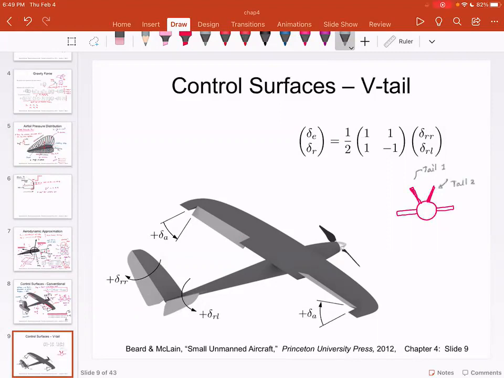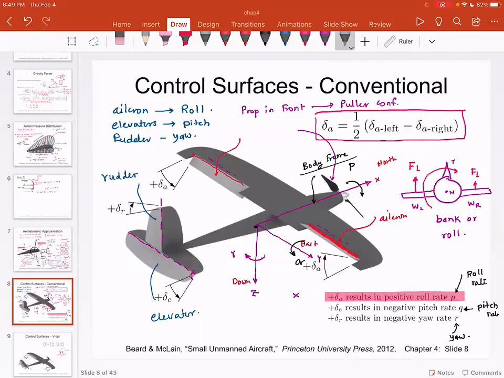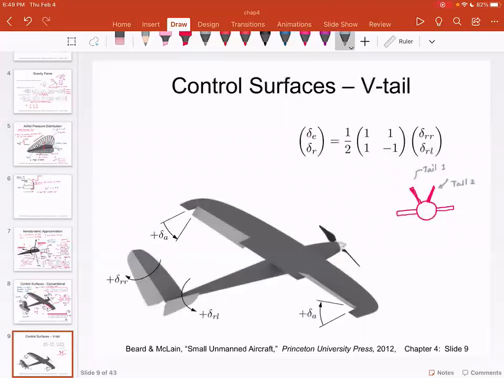And I want you to see this differently compared to the previous one, where there was only one tail. Here, instead of one tail, you have two tails. So what happens in this case is basically we combine control surfaces. For example, the ailerons remain as is.